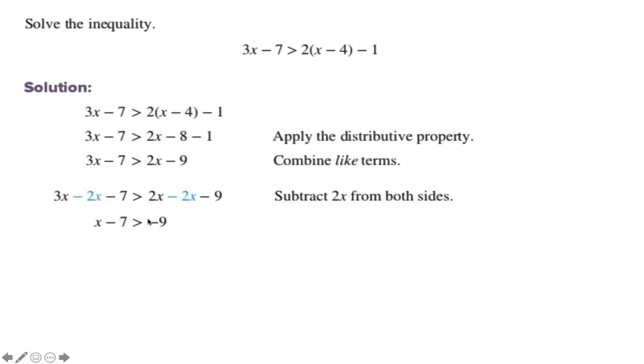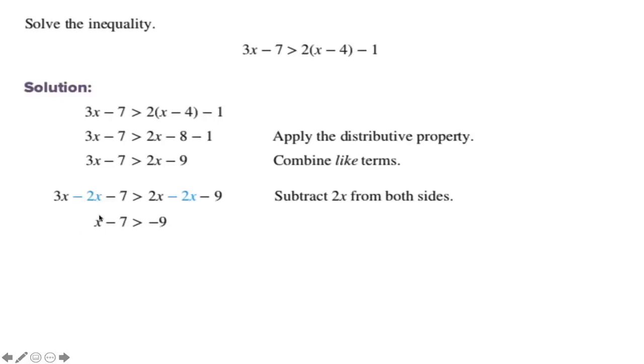And we saw in the last slide that if I subtract the same quantity on both sides, then I keep the inequality the same. So I'm going to subtract 2x on the left and on the right. On the right, it will cancel to give you negative 9. On the left, 3x minus 2x is x. I'll keep the negative 7 there. So here's my inequality: x minus 7 is greater than negative 9.